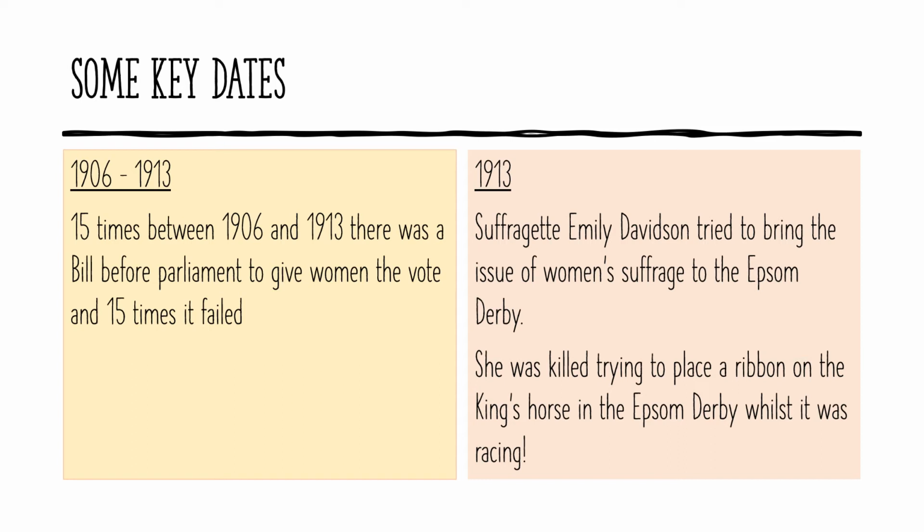And then in 1913 you've got the suffragette Emily Davidson, who tried to bring the issue of women's suffrage to the Epsom Derby, a massive event. There were lots of people there, huge crowds, royalty, and during this horse race she tried to place a ribbon on the King's horse whilst the horse was racing, and unfortunately she was killed. And a lot of people say that brought the issue to light, and she was willing to die, and she was named a martyr because she wanted to die for the cause.